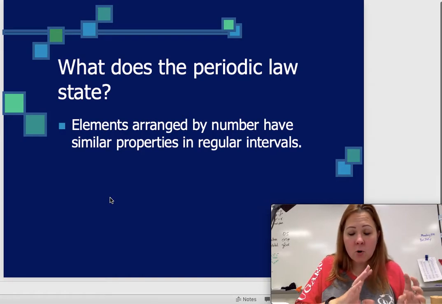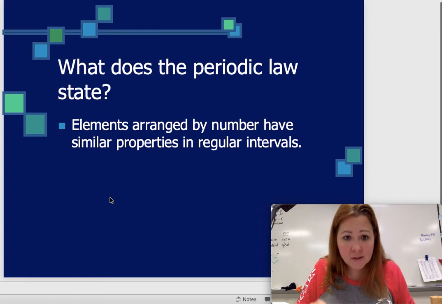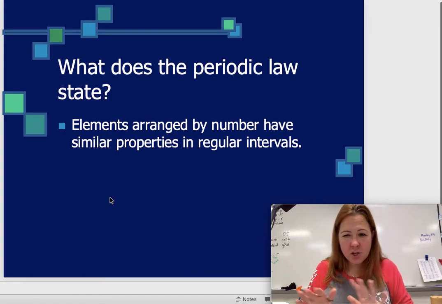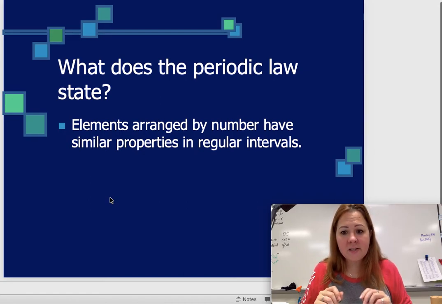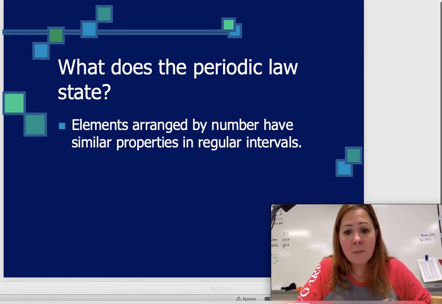So Mendeleev originally arranged it by mass. Moseley changed up a few of the elements and arranged it by the increasing atomic number. So they both kind of led to the periodic table, but the periodic table that we use today is still called Mendeleev's periodic table.